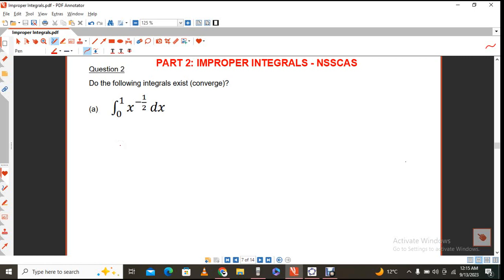Here, if we look at this integral from 0 to 1 of x raised to the power of negative a half, which is actually the curve. Say for example, this is our y value. So y equals x raised to the power of negative a half, which is y equals 1 over root x. If I was to sketch this graph, let me just explain that.